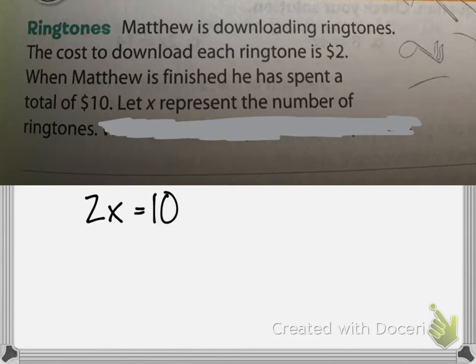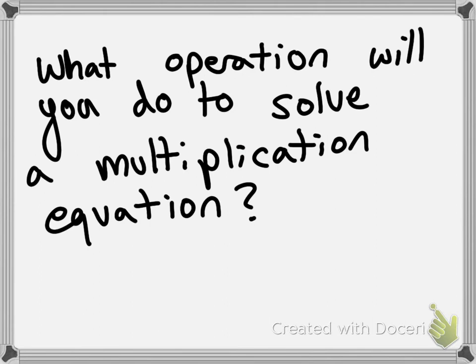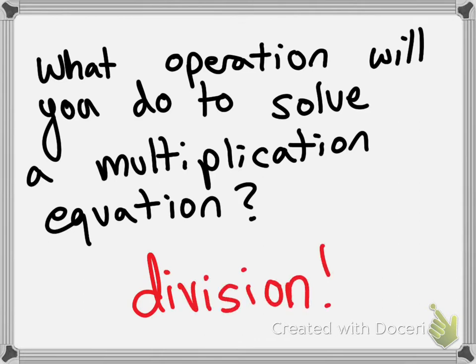Our coefficient here is 2, because we're doing some multiplication. So based on the other lessons, when I see addition in the problem, I solve it with subtraction. When I see subtraction, I solve it with addition. How do you think we're going to go about solving a multiplication equation? Amelia, what do you think? We're gonna divide. Perfect. I'm going to use division to solve this multiplication equation.